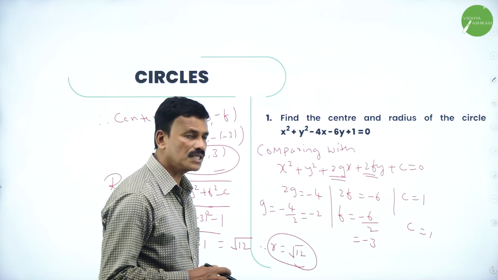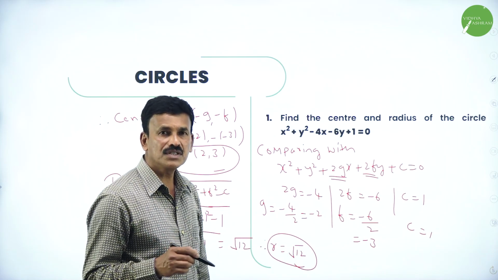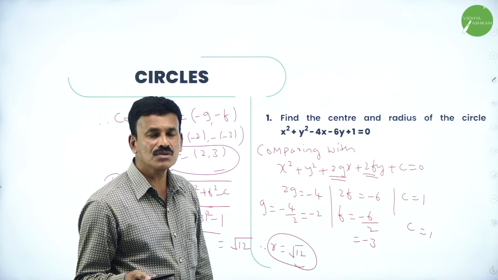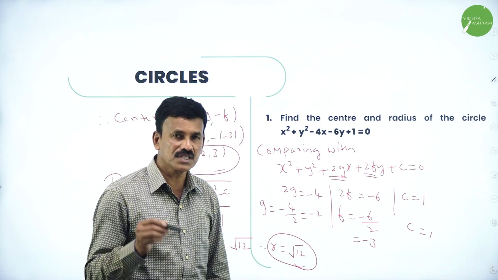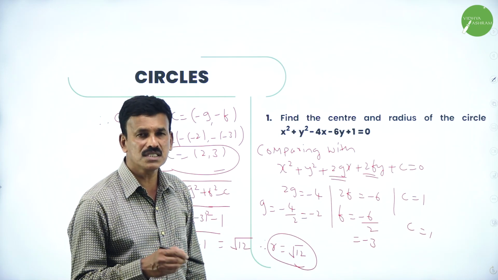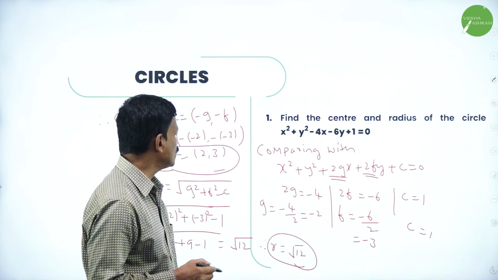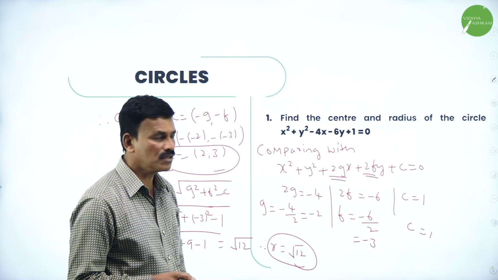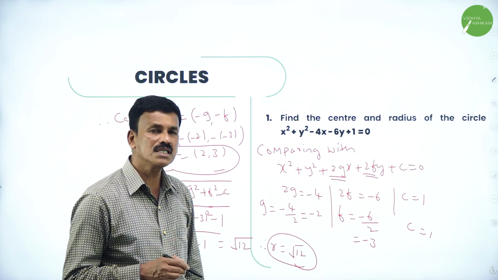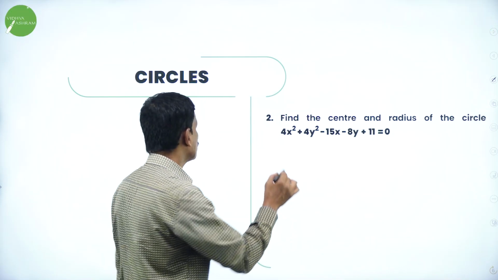Hope you followed. Now just equate the given equation with the standard equation x square plus y square plus 2gx plus 2fy plus c is equal to 0 and equate the coefficients. The coefficient of x is 2g, the coefficient of y is 2f, and c is the constant. Divide by 2 and you will get the value of g, again divide by 2 and you will get the value of f, and c. Substitute in the formula: minus g comma minus f for the center, and radius r is equal to root of g square plus f square minus c. Now move on to the next problem.